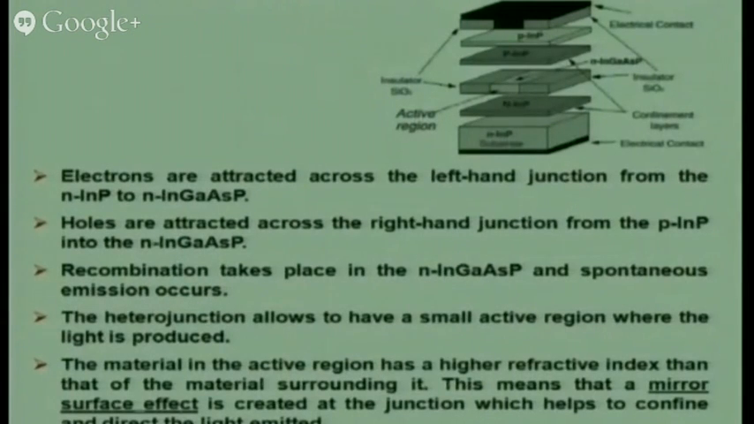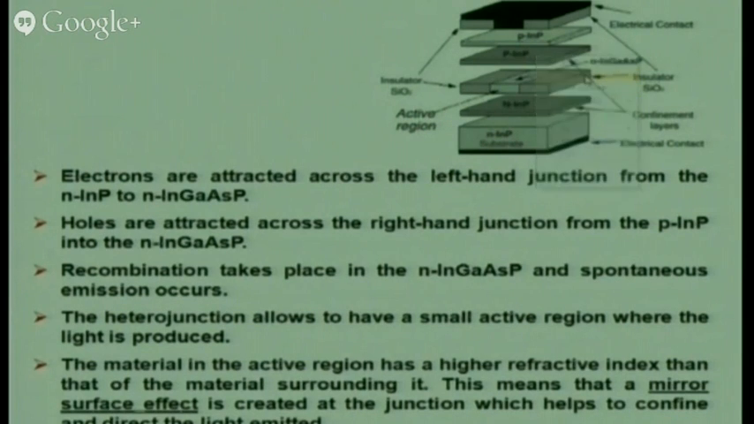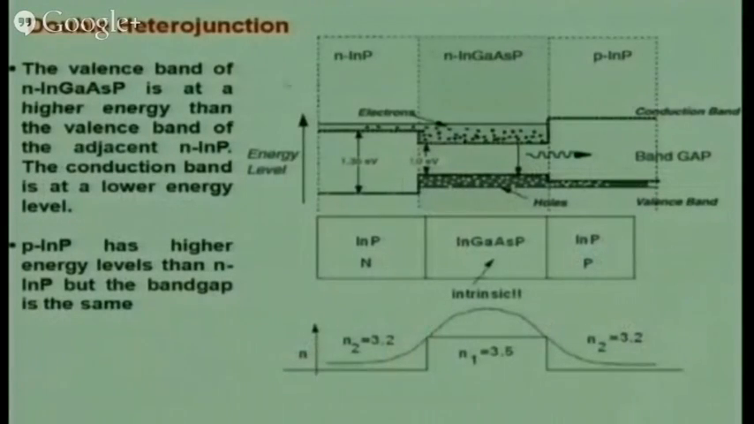Now if we have to fabricate this, we need to fabricate such a type of material. So we need N-type indium phosphide, which is a substrate layer, and this N-type indium phosphide and P-type indium phosphide are called confinement layers, right? They are confining the electron hole recombination within the active region, and this is called the active layer.